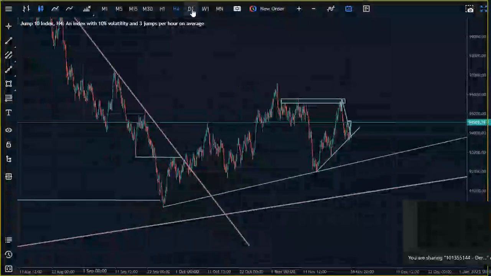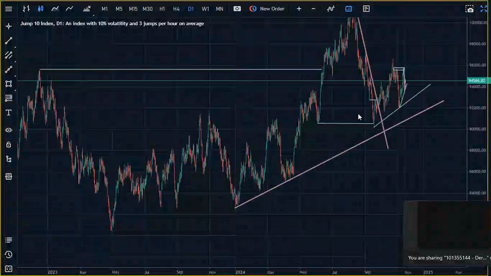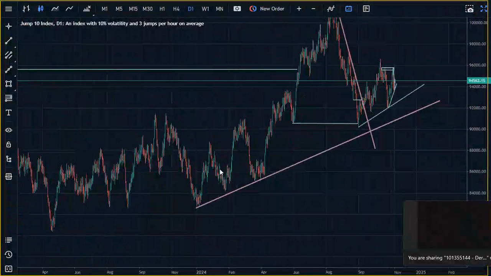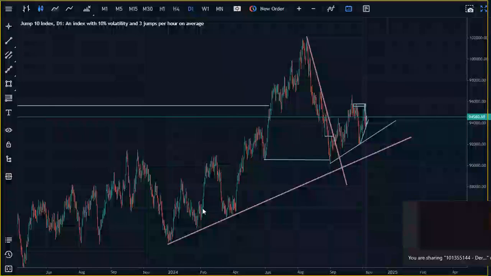So let me just walk you through the things we've marked out. We marked out our daily time frame regions, right? And we understood that price was going in an uptrend. Why did we say that? We said that because price has not broken this particular trend line. Did price break through this trend line? This one?